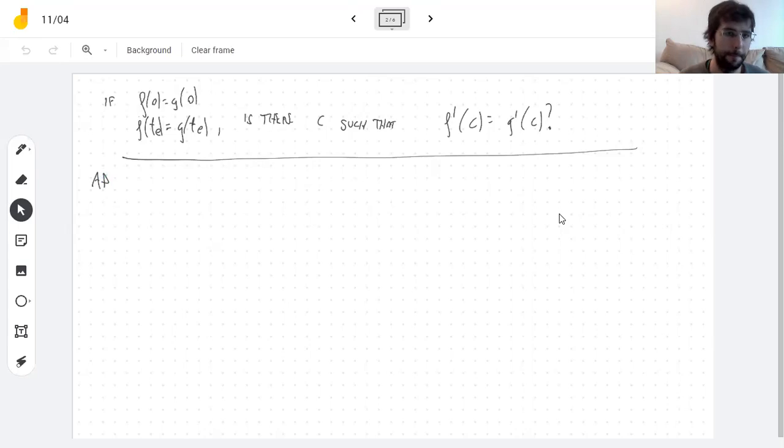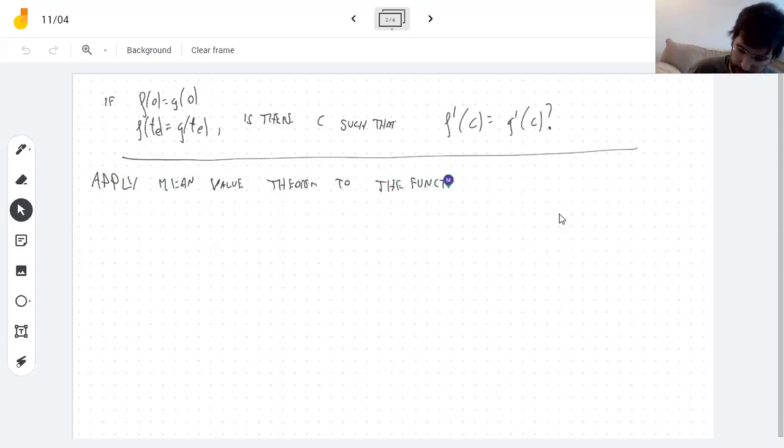F of t equals g of t, those are just two numbers which are equal to each other. So what function do we apply the mean value theorem to?